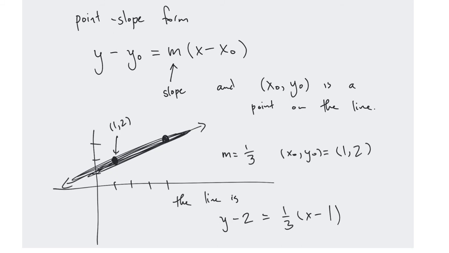This is the equation of a line. Typically, if someone asks you the equation of a line, they want you to write it in slope and intercept form. So to convert this into slope and intercept form, I would just distribute on the right side and then add the 2 over there.